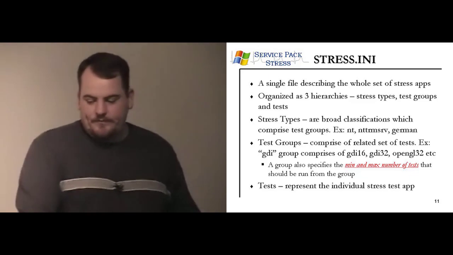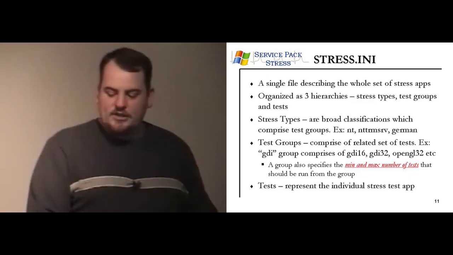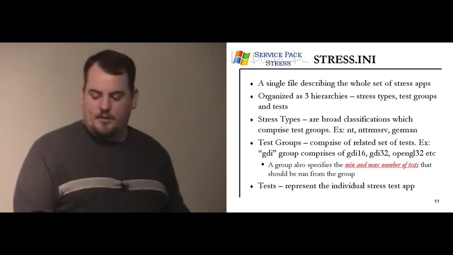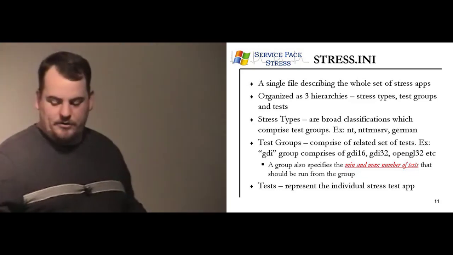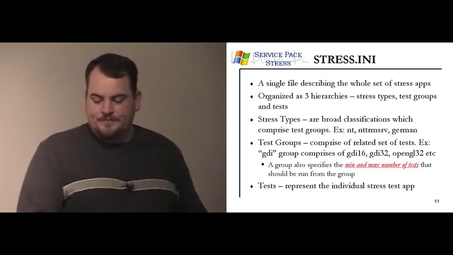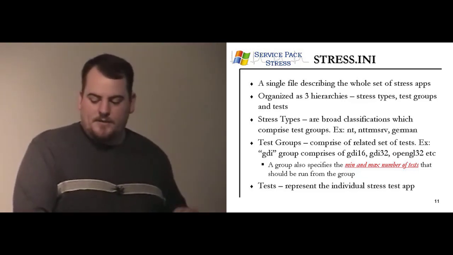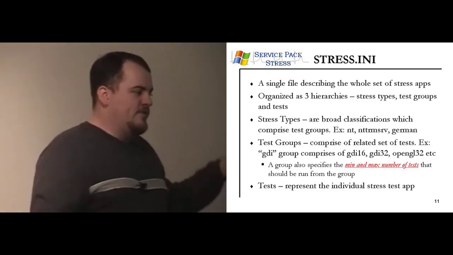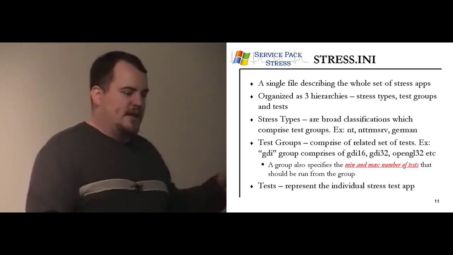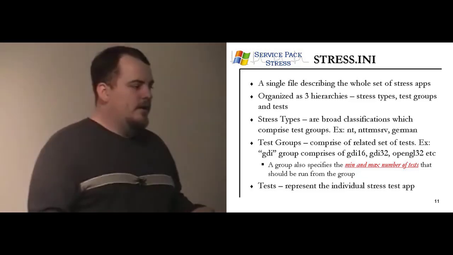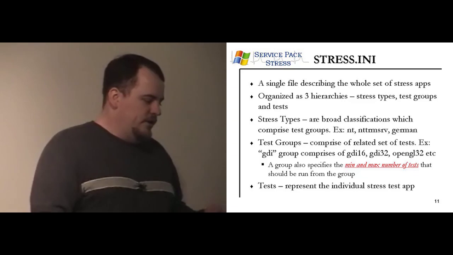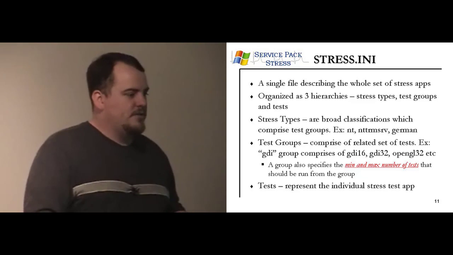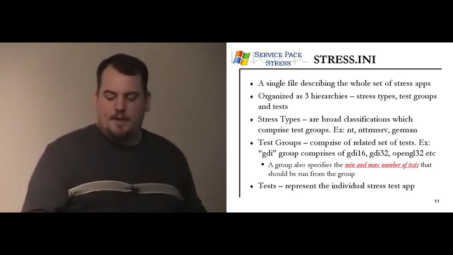Test groups, as it says. So inside of NT, you may have some different test groups like GDI, which are going to comprise all these different tests: the GDI 16, GDI 32, OpenGL, etc. It also specifies the minimum and maximum numbers of tests. The tests that were on the left side, there were so many selected, that's where this minimum and maximum comes into play. It depends on your system. If you have a really low amount of memory, we're not going to select very many tests for your system to run. If you have a lot, we're going to try to max it out. That's where the min and max comes into play.